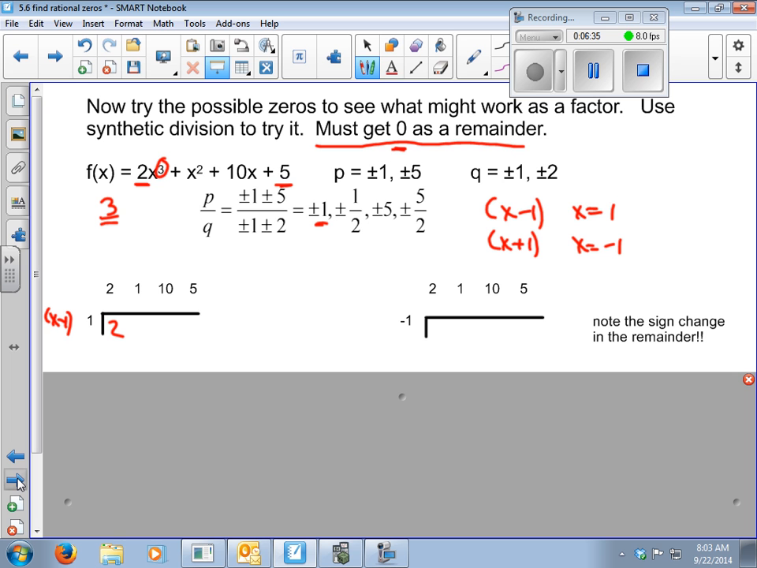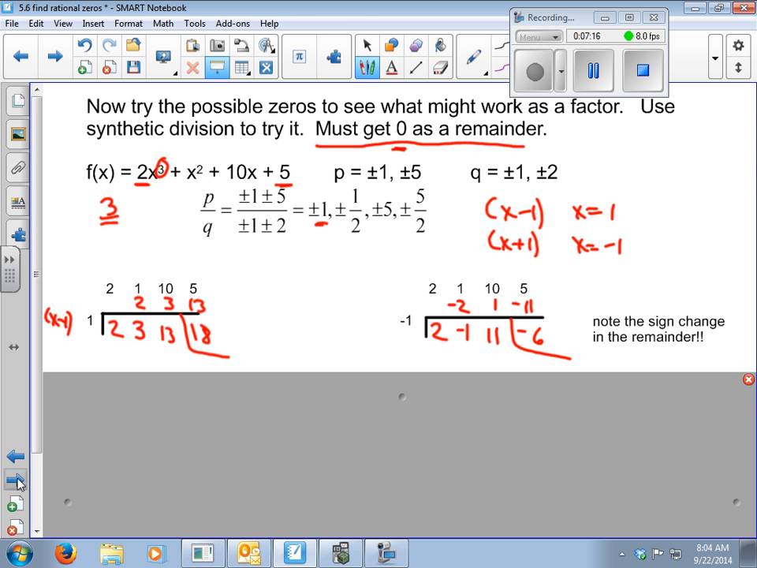Hopefully you remember your process on synthetic division. Drop the 2, and then it's multiply, add, back and forth. Multiplying gives me 2, add is 3, multiply is 3, add is 13, multiply and add. I get 18. 18 gives me a remainder. That remainder is supposed to be 0, so this number of 1 is not a solution. So now let's try another number. Let's try -1. Drop the 2, multiply to get -2, add, we get -1. Multiply, 1, add is 11. Multiply, -11, add gives me -6. Also not 0 as a remainder.